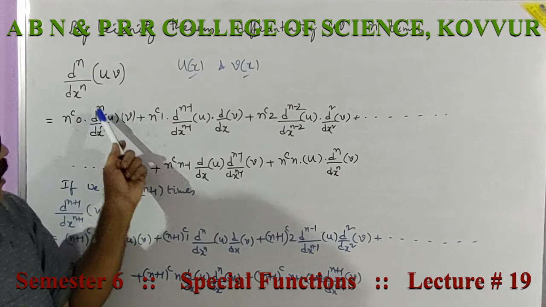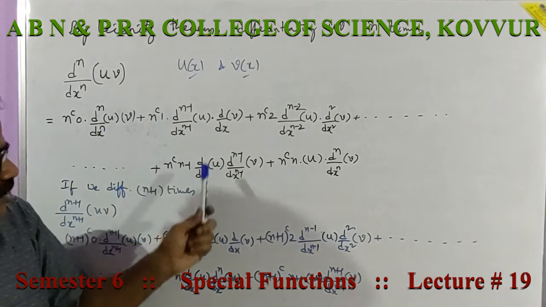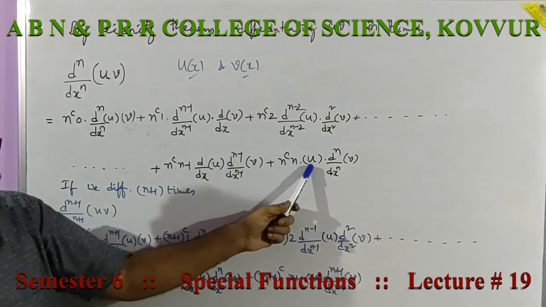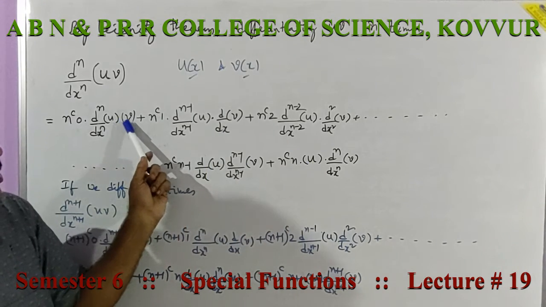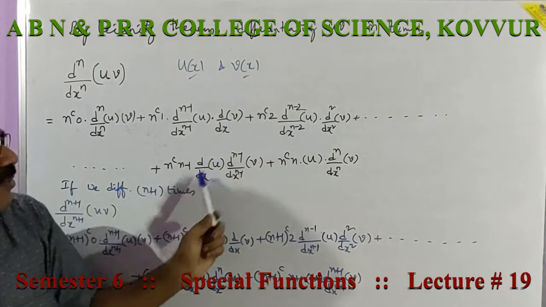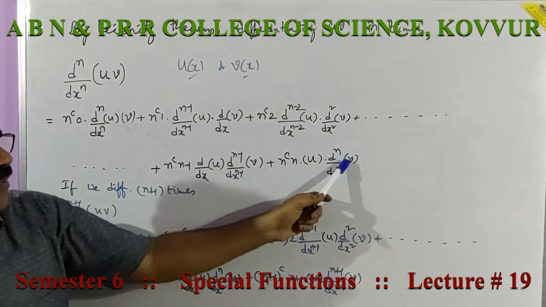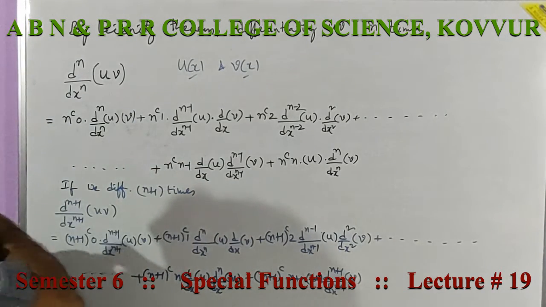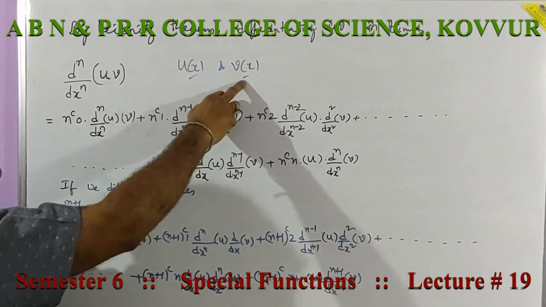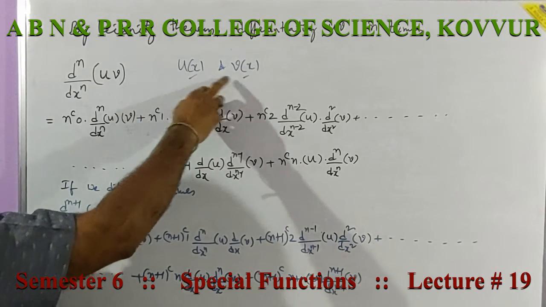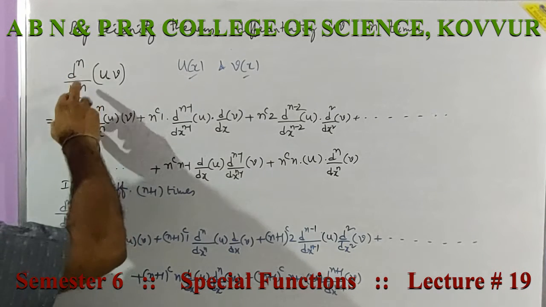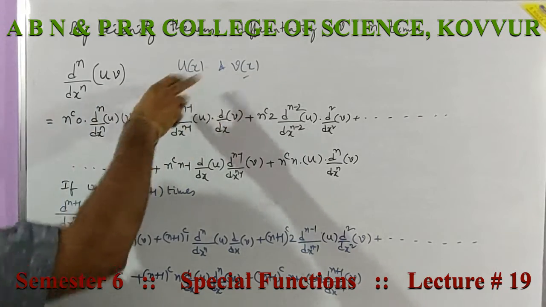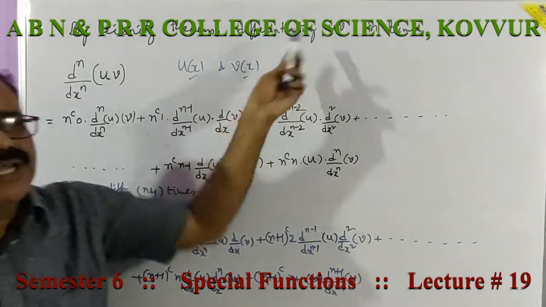So the order of the first function is reducing, and for the second function it is no derivative, first derivative, second derivative, increasing, up to n minus 1th derivative and nth derivative for v. That is by Leibniz theorem: differentiating the product of two functions in x, u of x and v of x, n times with respect to x.